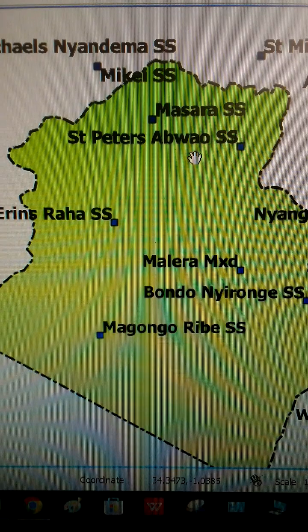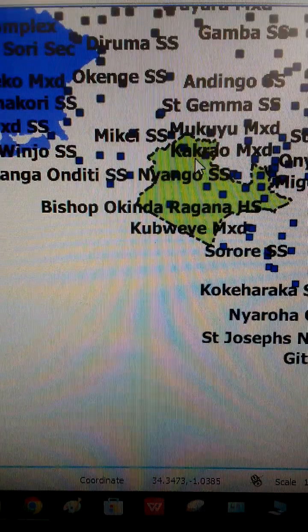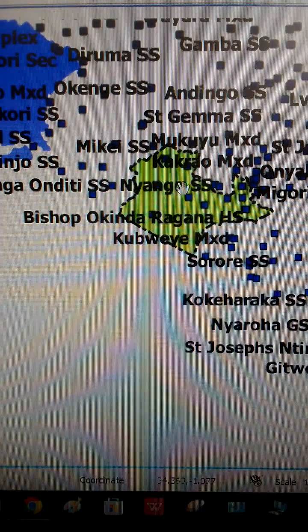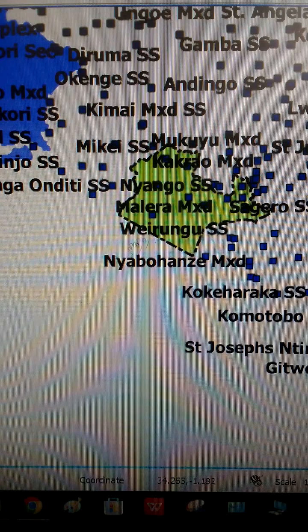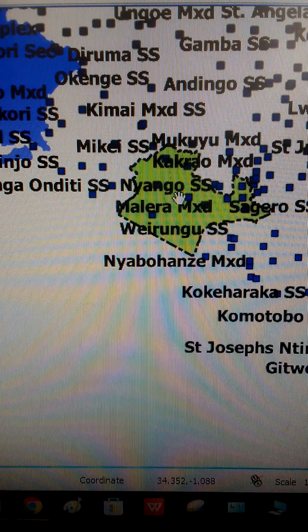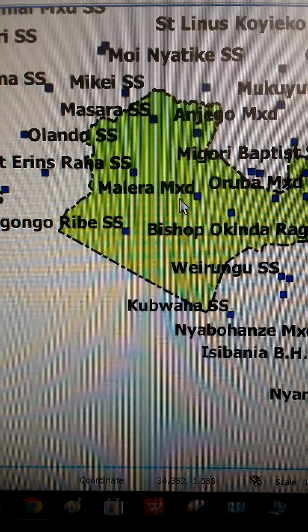But if I zoom out like this, I'm reducing the scale of the map. Therefore, I'm able to view a wider area, alright? But I'm able to see only very little detail. I cannot tell which schools are here because the scale is too small. So for me to be able to identify the schools and their locations, I need to zoom in like this and therefore increase the scale of the map.